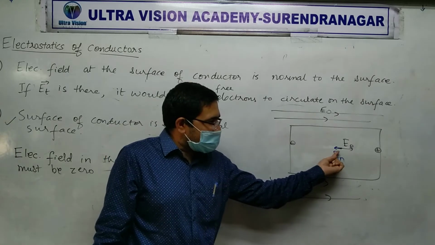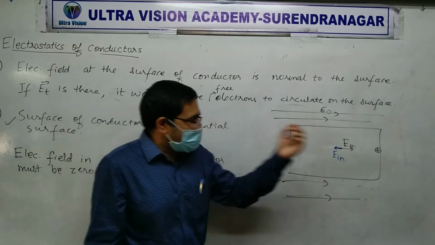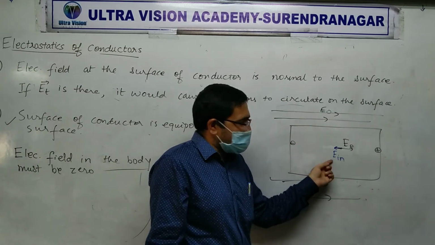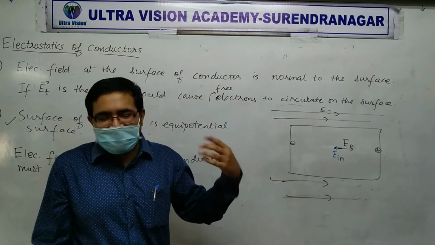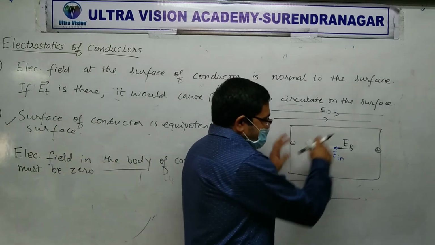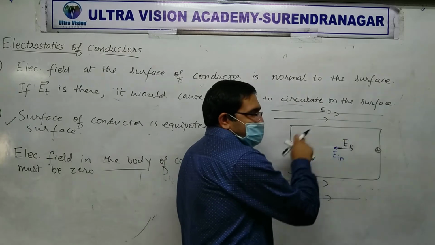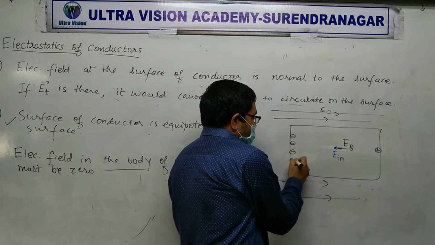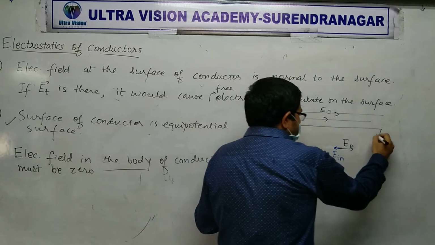So it creates a little bit of opposing field. But still, if only one or two charges have settled on the surfaces, E0 is definitely going to be more than E inside, or E induced. Clear? Okay, so what will happen? Still, the net electric field is towards the right side. So some more free electrons will have a chance to go. Make sense?